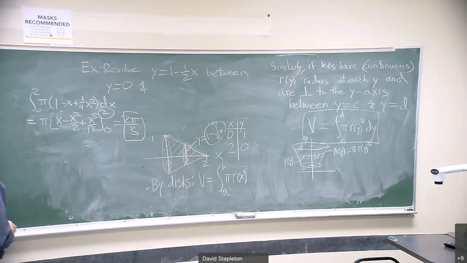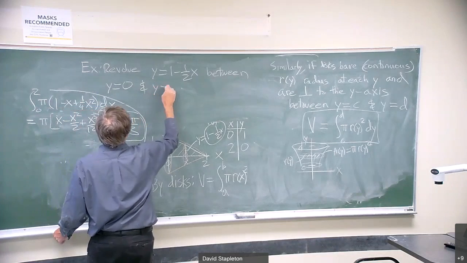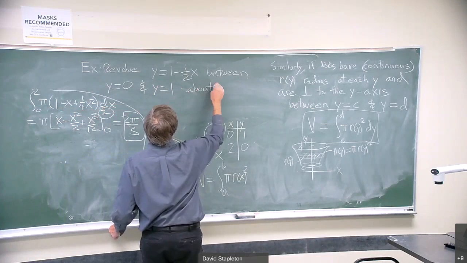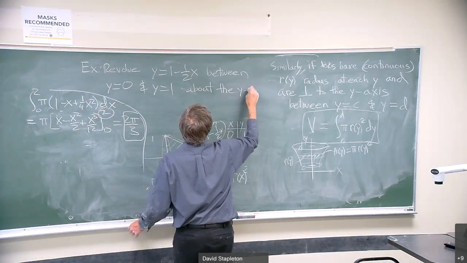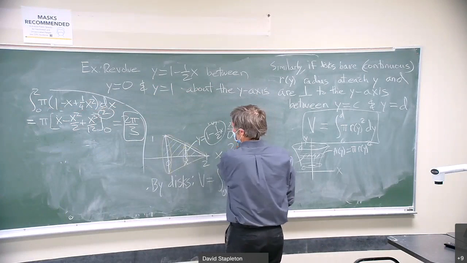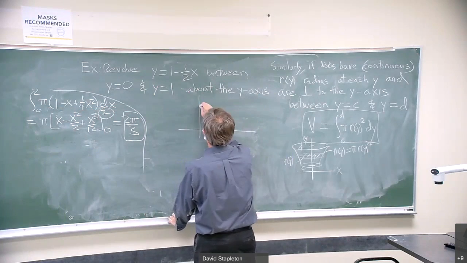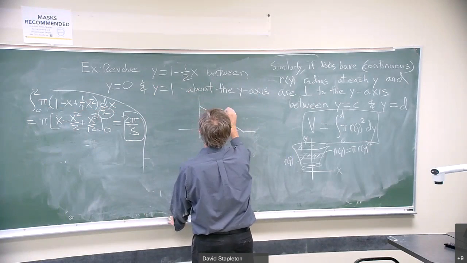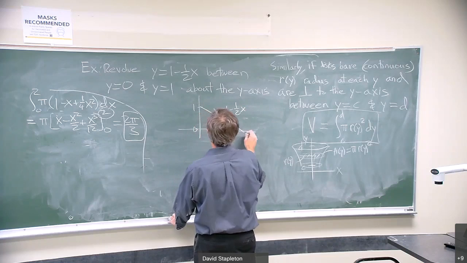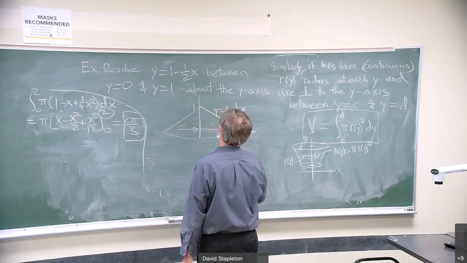My apologies. Now let's do the same curve and revolve it between y equals 0 and y equals 1 about the y-axis. So I'll get a different cone. And I'll use the other formula since it's revolved around the y-axis just for convenience. So this time I take the same line, y equals 1 minus a half x, between y equals 0 and y equals 1. And this time I'm going to revolve this way and get a long, fatter cone that looks like this, right?